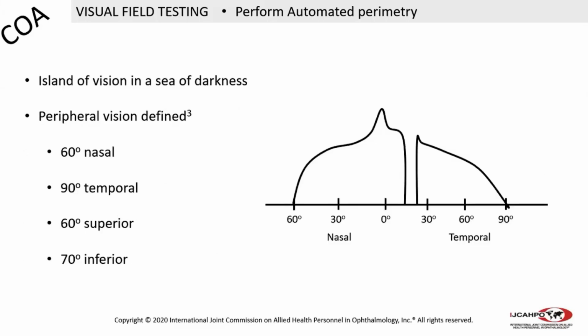The island of vision in a sea of darkness is a concept that you could possibly see on your COA exam. The picture over to the right is depicting an island of vision in a sea of darkness. The very peak of the island corresponds with the fovea, and as the outer edges slope, the outer slope corresponds with our visual field. Peripheral vision can be defined as 60 degrees nasally, 90 degrees temporally, 60 superior, and 70 degrees inferior.